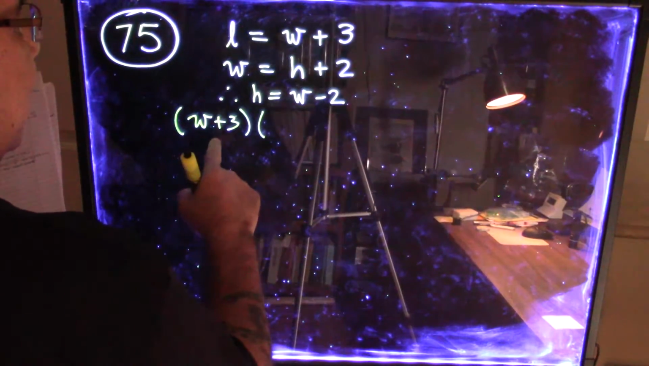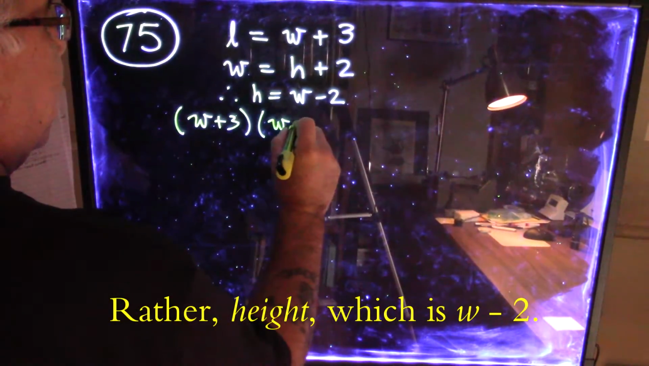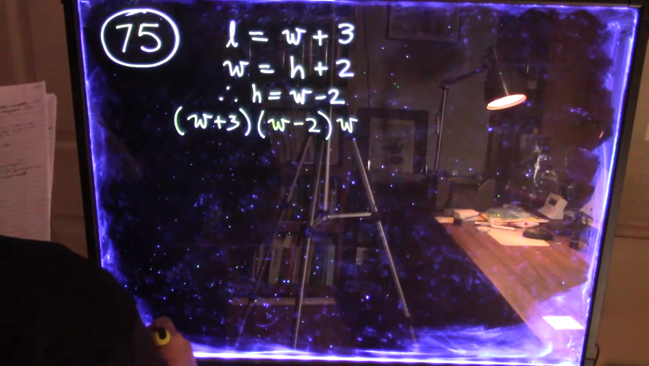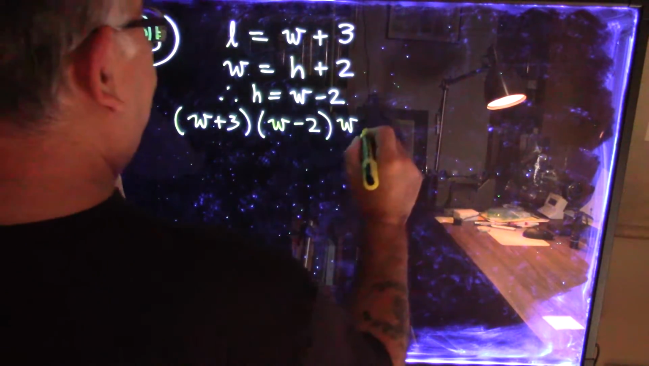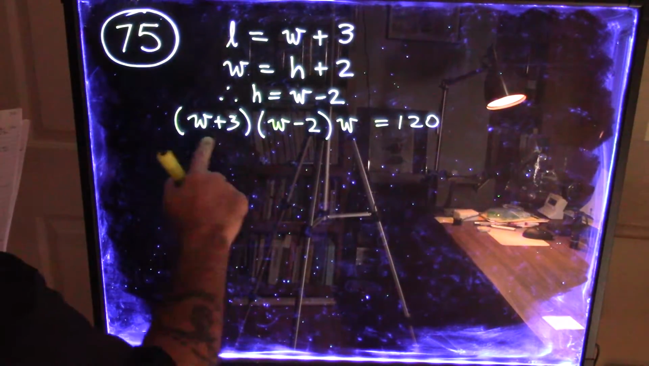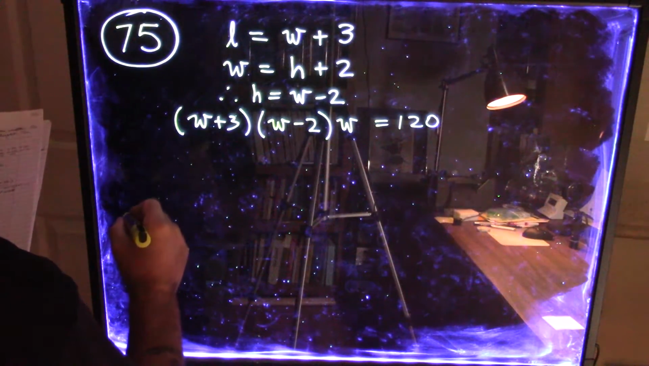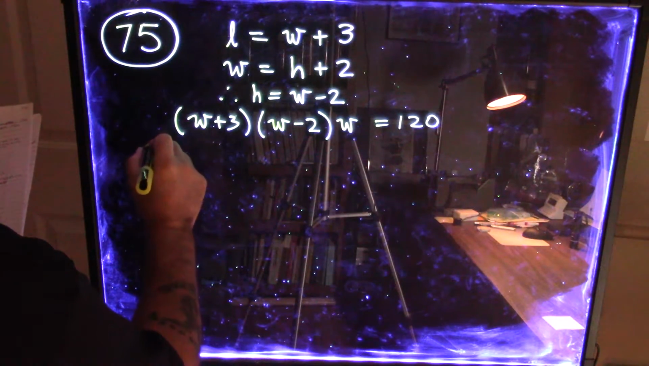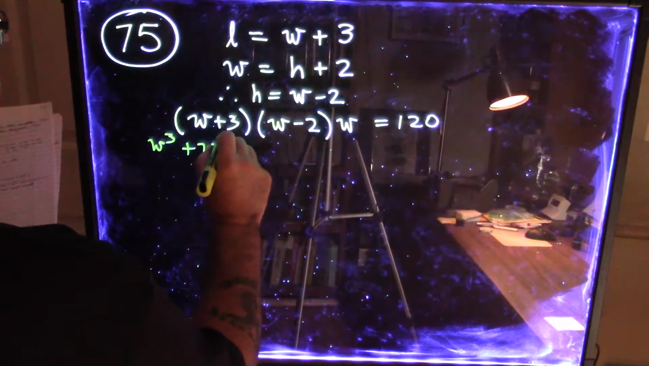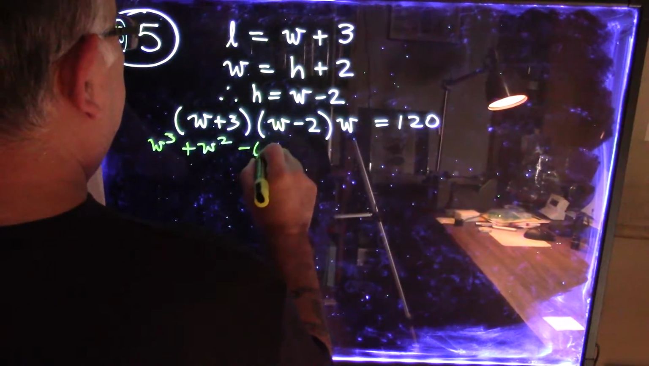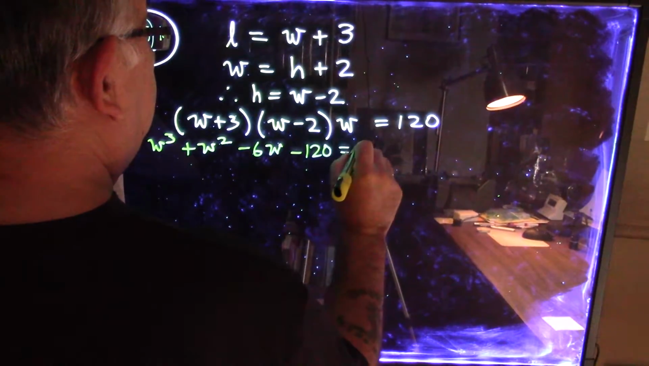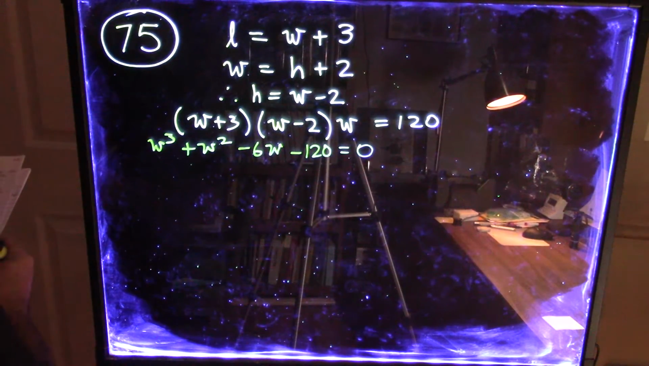So length times height, that's w minus 2, and then width is just width, w. Alright, so that equals the volume, which is 120. So if you multiply all this out and then subtract 120 from both sides, what you get is w cubed plus w squared minus 6w minus 120 equals 0. Okay, so there's our equation.